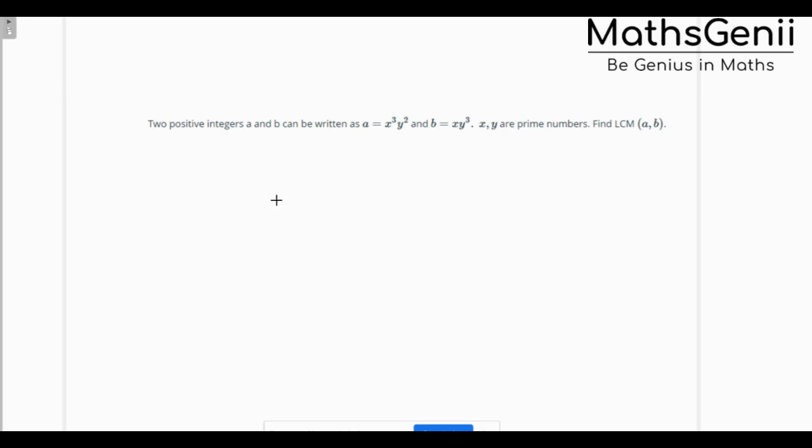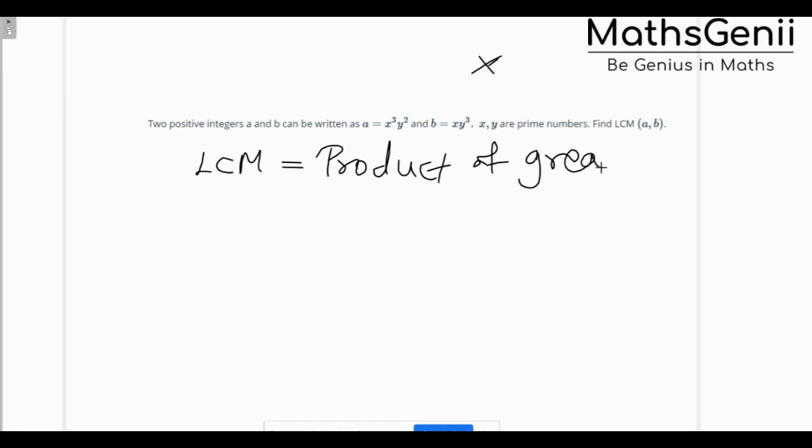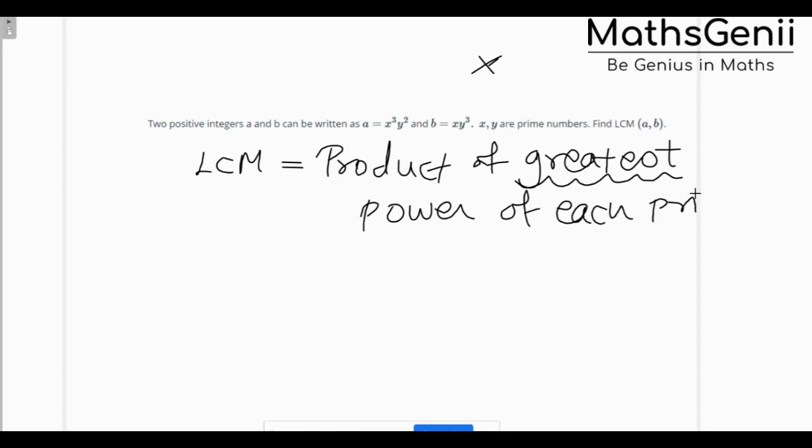Now let me copy the question. What is LCM meaning? Product. Product is what? Multiplication. Multiplication of what, students? Multiplication of greatest. Okay, do not get confused. HCF is smallest. LCM is greatest power of each prime factor. The sentence looks complex, but when we solve, it's a one step answer.